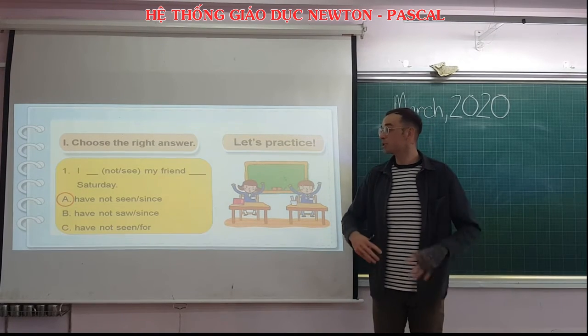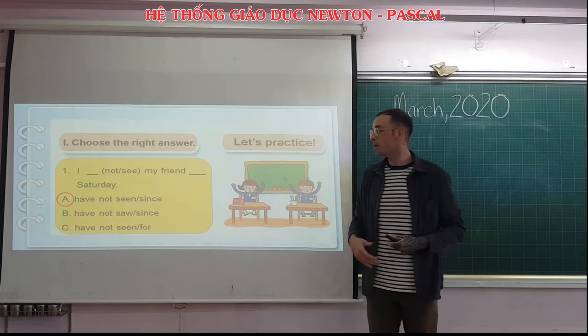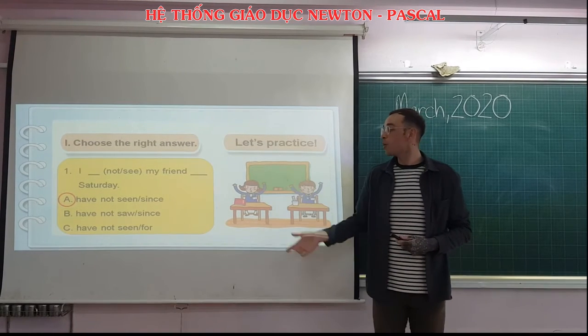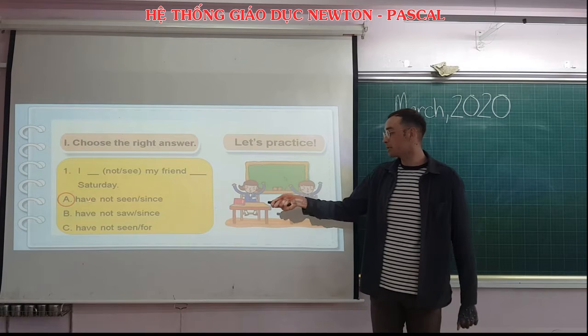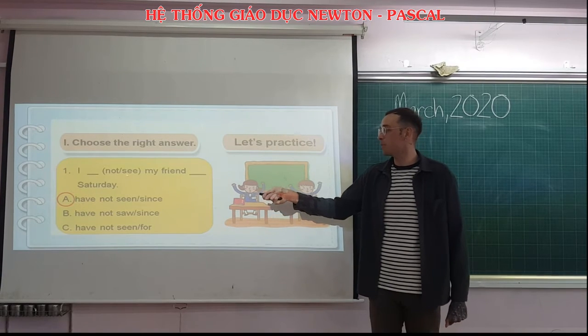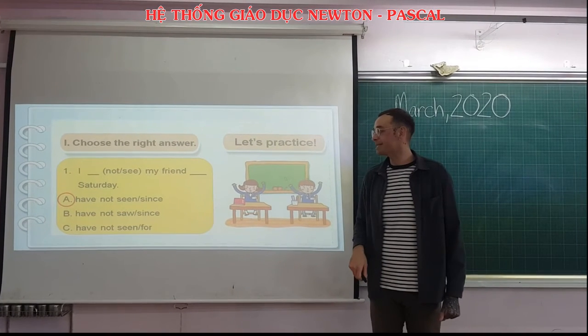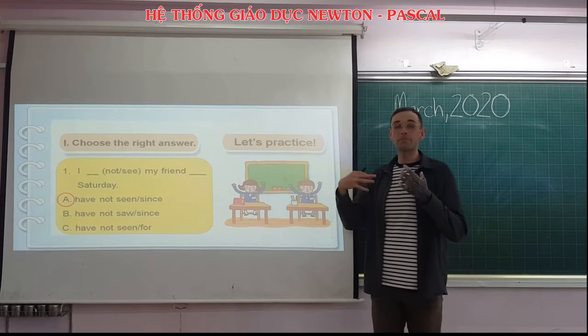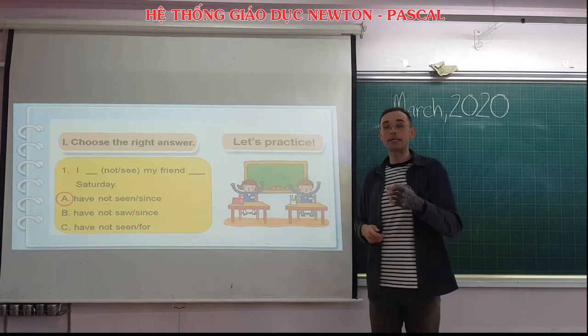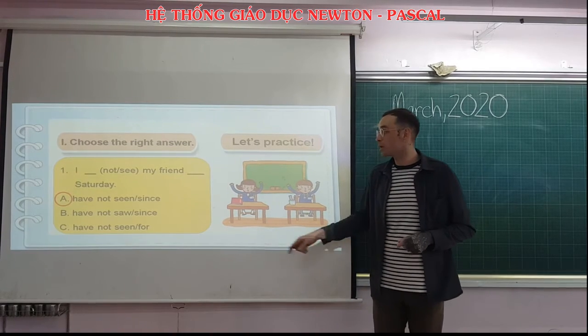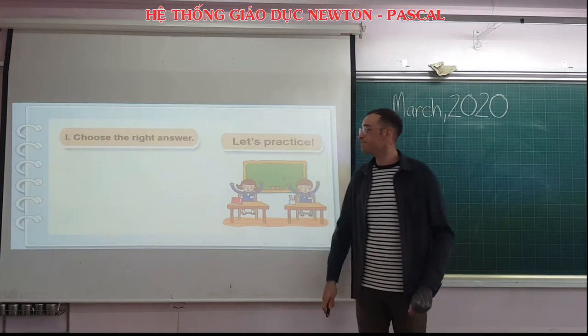Well, the correct answer should be A. Okay? We have our have not. We also need our past participle. Remember, seen is the past participle of see, not saw. Saw is past simple. And since something began on Saturday, we need to say since, not for. So number 1 should be letter A.